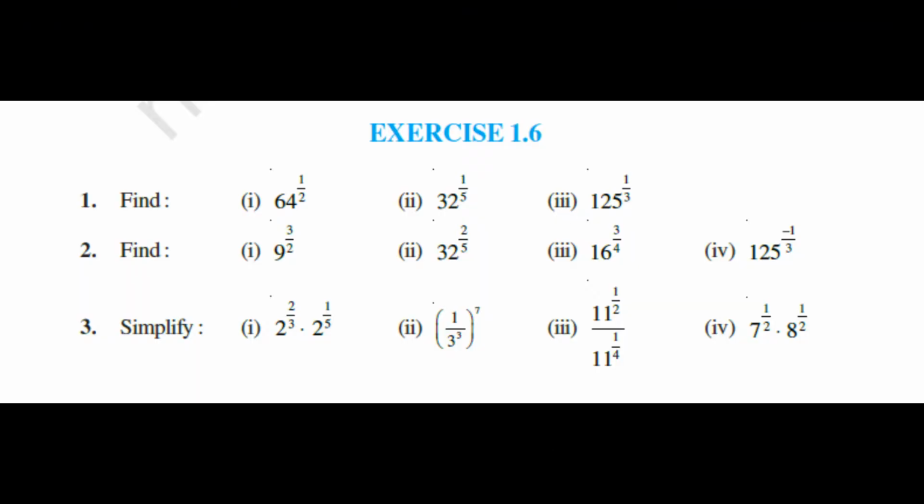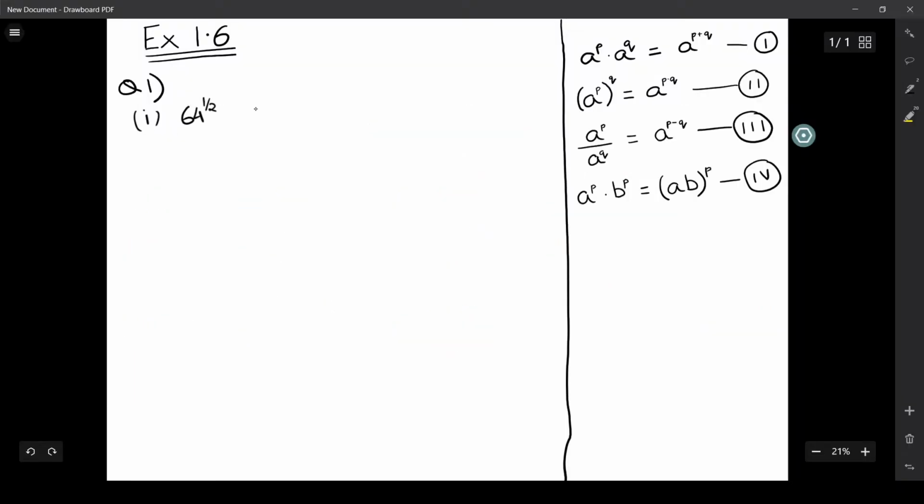The first part of the first question is asking us to solve for 64 to the power 1 by 2. Now 64 can be written as 8 square, and thus this becomes 8 square to the power 1 by 2. Now if we see, this is in the form of formula number 2 on my sheet over here. a^p to the power q can be written as a to the power p into q. Hence, this can be written as 8 to the power 2 into 1 by 2, which is simply 8.